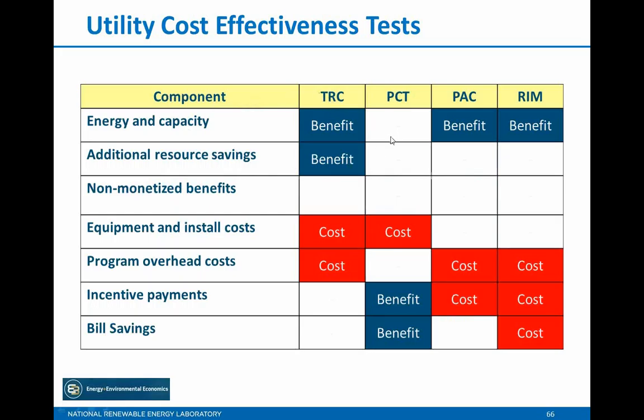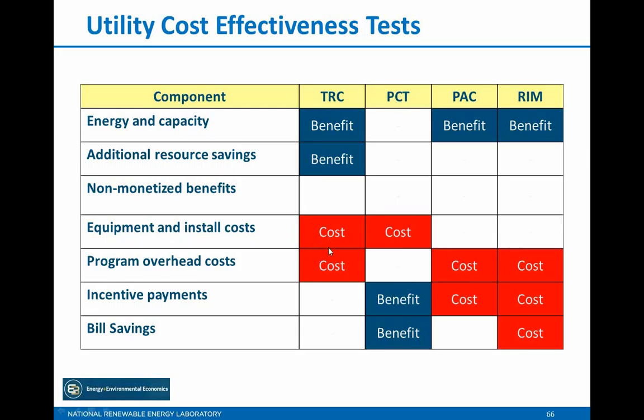Just a little sketch here. Basically, there's a range of things that one looks at, and how they get combined determines the test from the different perspective. So, for example, from the participant, bill savings are an important benefit, as are incentives, and then there's the cost of the efficiency or the PV, and those combined together give the participant's perspective.